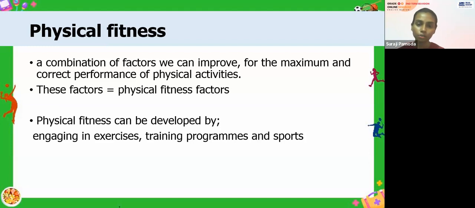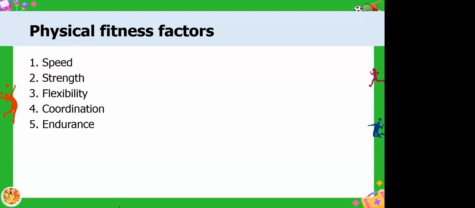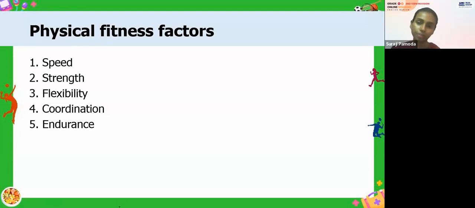Okay? So we can develop this physical fitness by engaging in exercises, training, and doing sports. We can increase our physical fitness, right? So let's see what the physical fitness factors are. Here you can see 5 physical fitness factors: speed, strength, flexibility, coordination, endurance, right? So now looking at this, you know what the answer is, right? Energy. Energy is not a physical fitness factor, right?